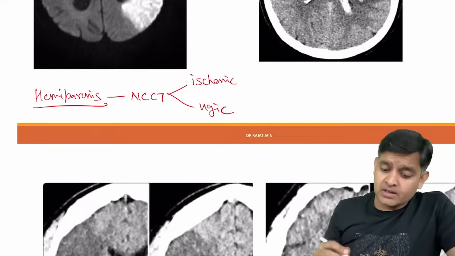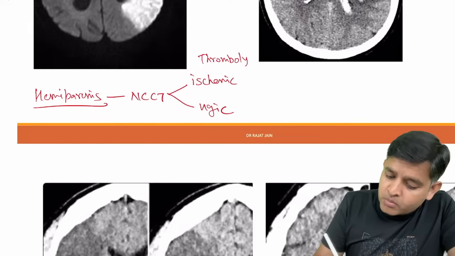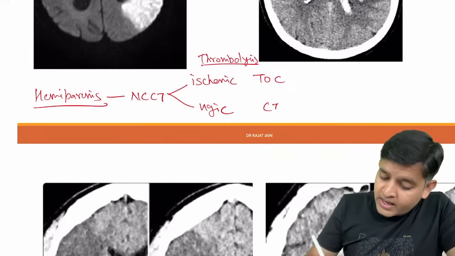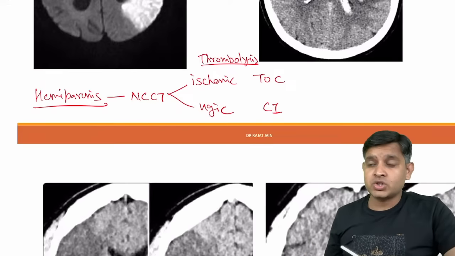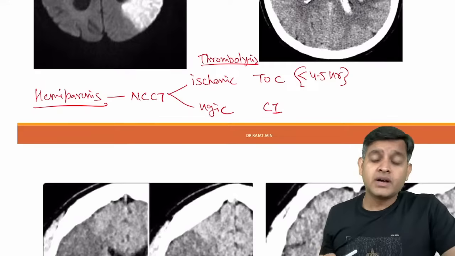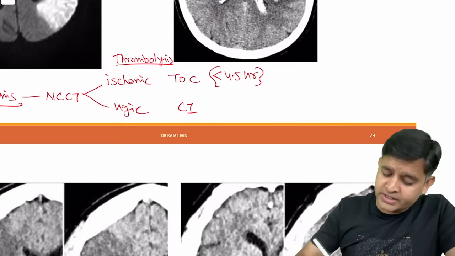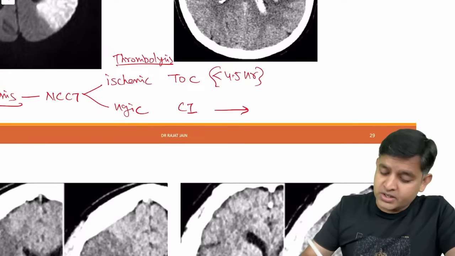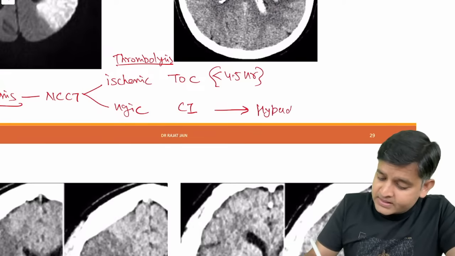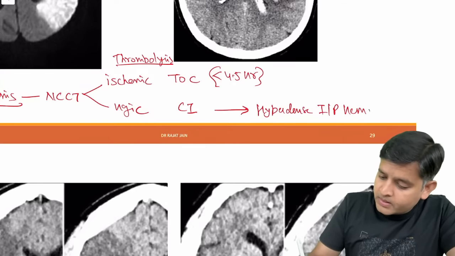The idea is you want to decide whether thrombolysis has to be done or not, because thrombolysis is the treatment of choice for the ischemic stroke. It is contraindicated in the hemorrhagic stroke. Now this can be done up to 4.5 hours. Now the big question, what is the finding of hemorrhagic stroke on a non-contrast CT? Non-contrast CT shows hyperdense intraparenchymal hematoma.